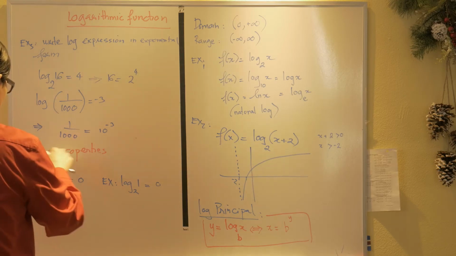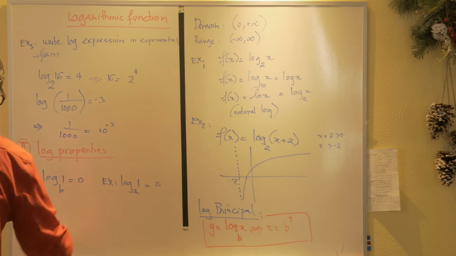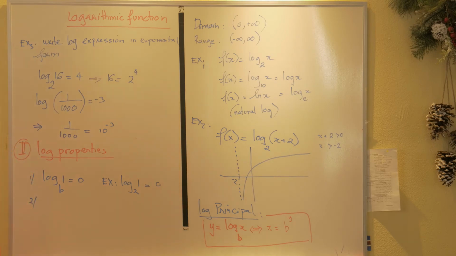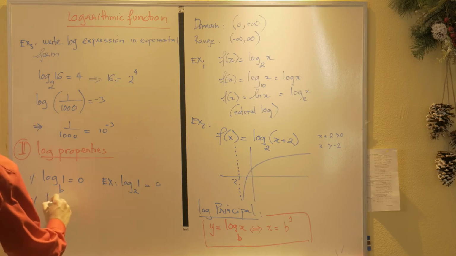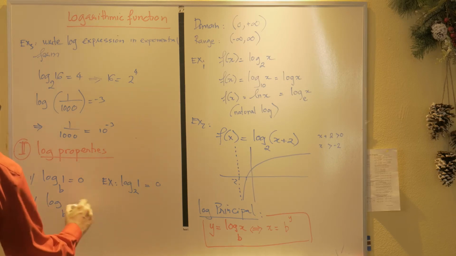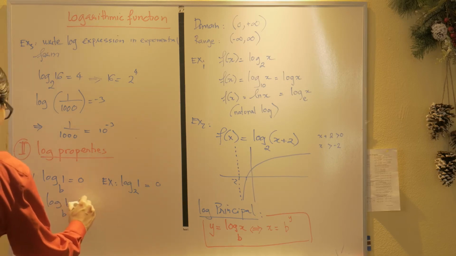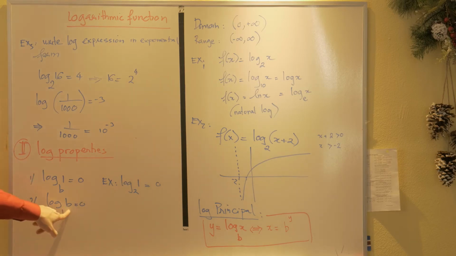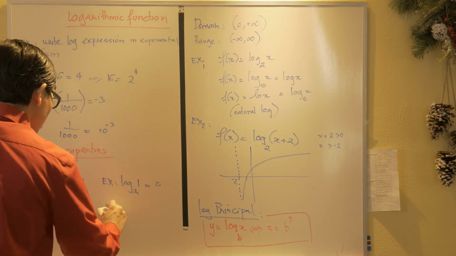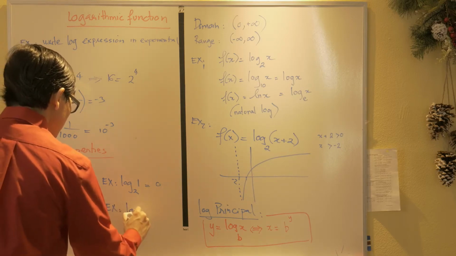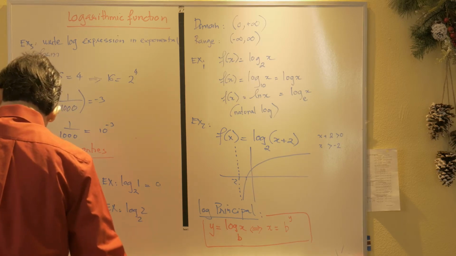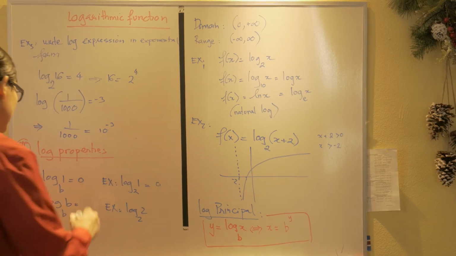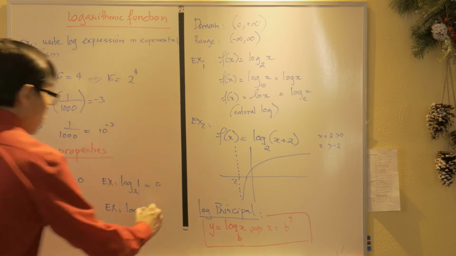The second property: log base b of b equals 1. If the base and the argument are the same, it will give you 1. For example, log base 2 of 2, oh not 0, sorry, gives you 1.